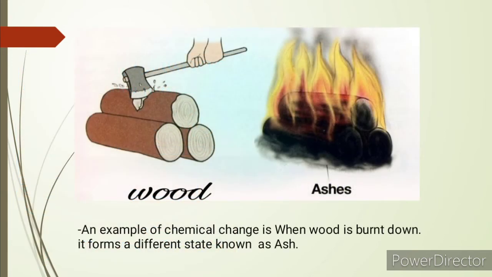This is wood. The wood changes into ashes when it is burnt. And you can see an example of chemical change in this picture. It's burnt down completely, and the final result found on the ground is what? Ashes.